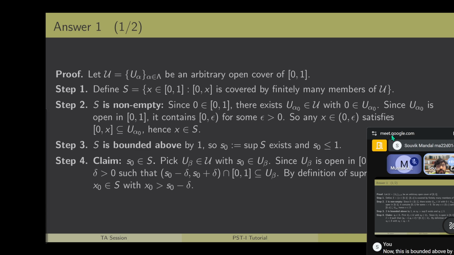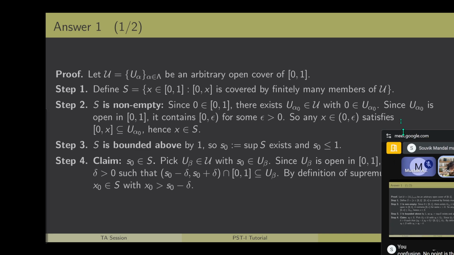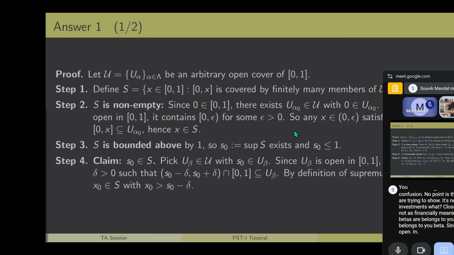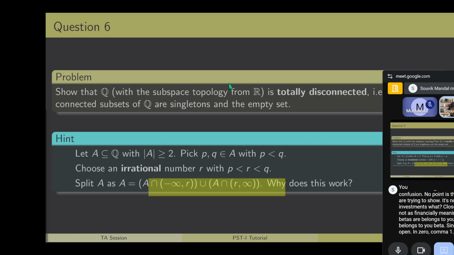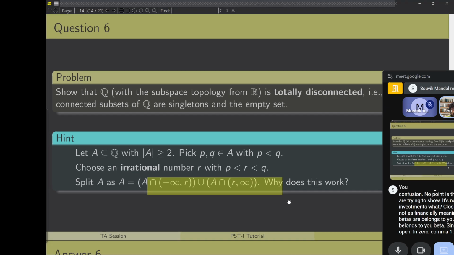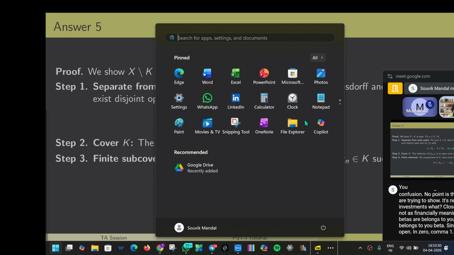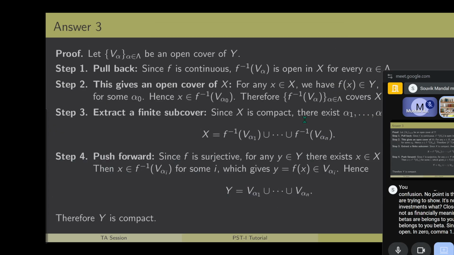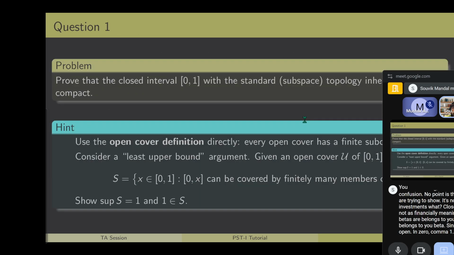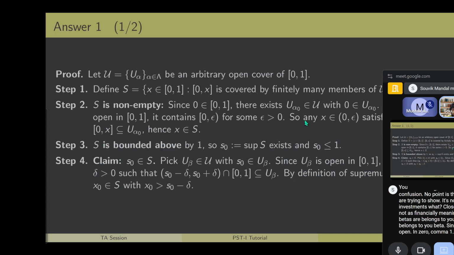u beta belongs to u. So s naught belongs to u beta. Since u beta is open in 0 comma 1, that means what? We shall get a delta greater than 0 such that s naught belongs to the interval s naught minus delta, s naught plus delta, which is a subset of u beta.